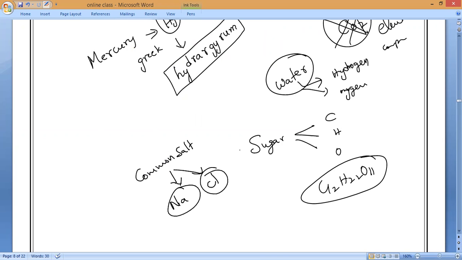So like that, most of the substances in our surroundings are made up of two or more elements. If we take water, hydrogen and oxygen. If they ask you to give an example of a substance made up of three elements, what are the three elements? Sugar. Carbon, hydrogen, and as well as oxygen.